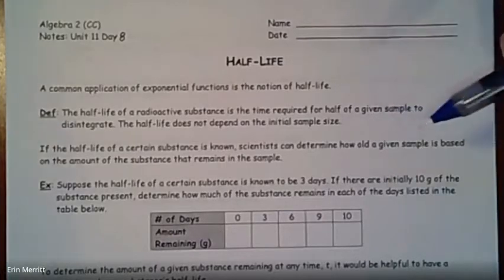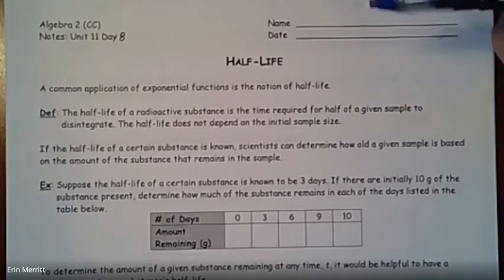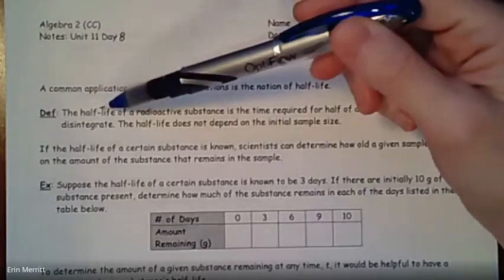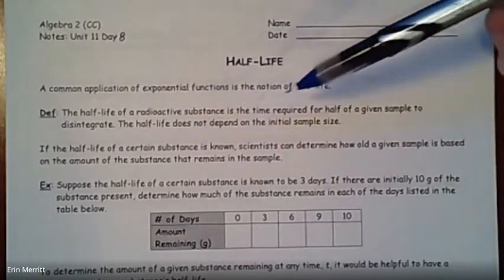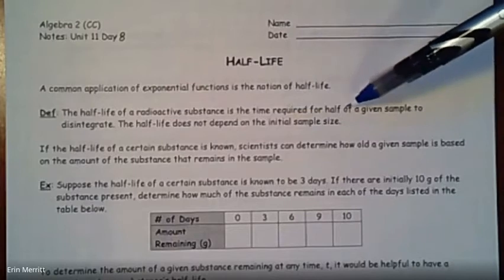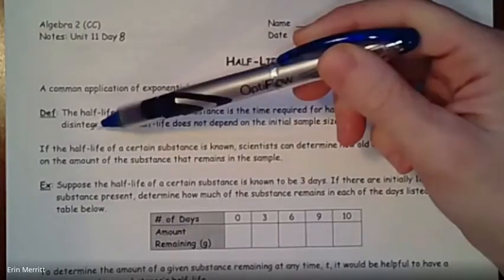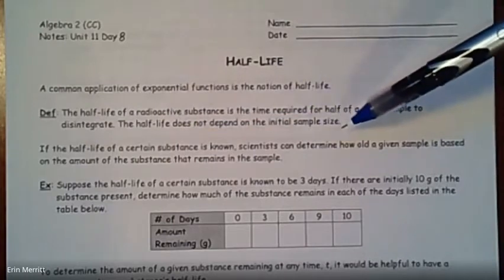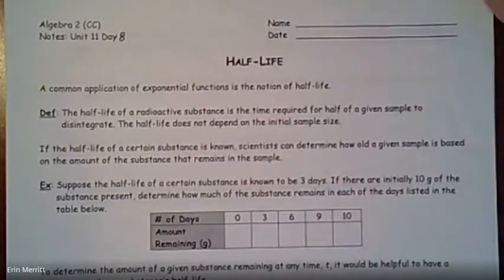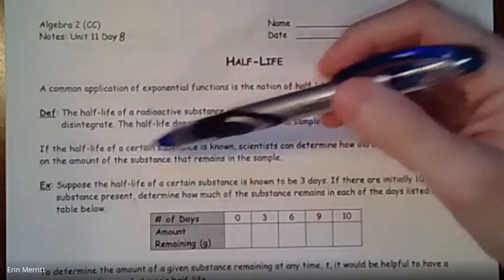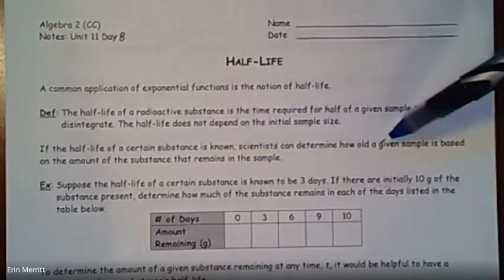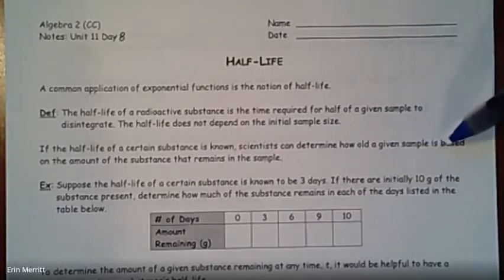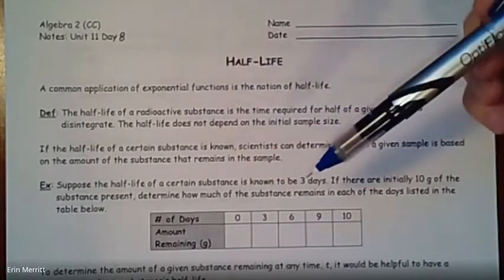I'm imagining you've probably talked about them in science before, but if you don't know, the half-life of a radioactive substance is the time required for half of the given sample to disintegrate. So the half-life doesn't depend on how much you start with, it just depends on how much time has gone by as to how much you have left, all right? So if the half-life of a certain substance is known, scientists can determine how old a given sample is based on how much is left.